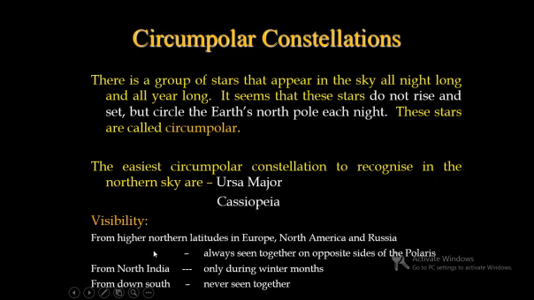From higher northern latitudes in Europe, North America and Russia, they always seem together on opposite sides of Polaris. From North India, they are observable during winter months. And from the southern hemisphere, these circumpolar constellations which are in the north will not be seen at all.